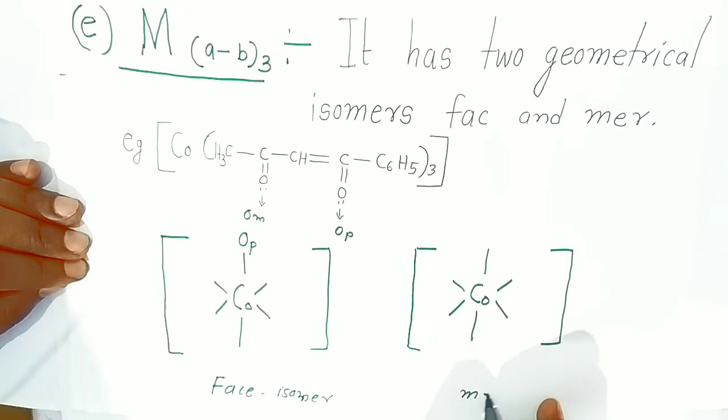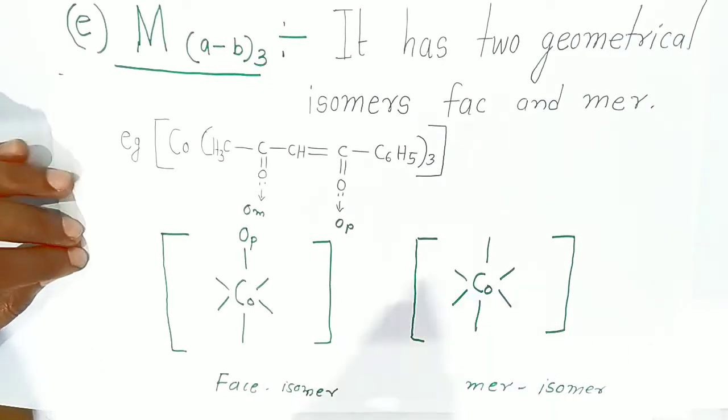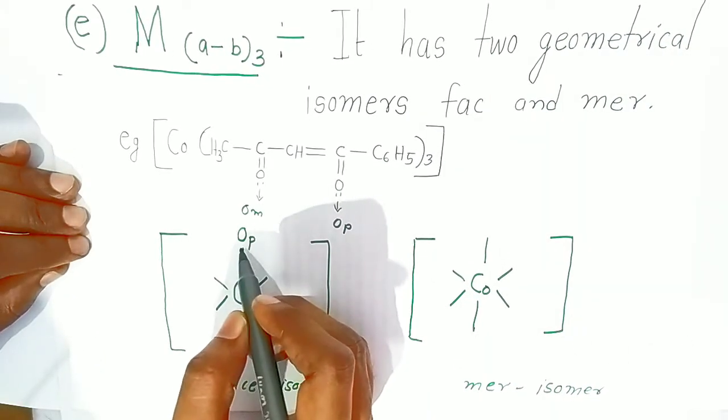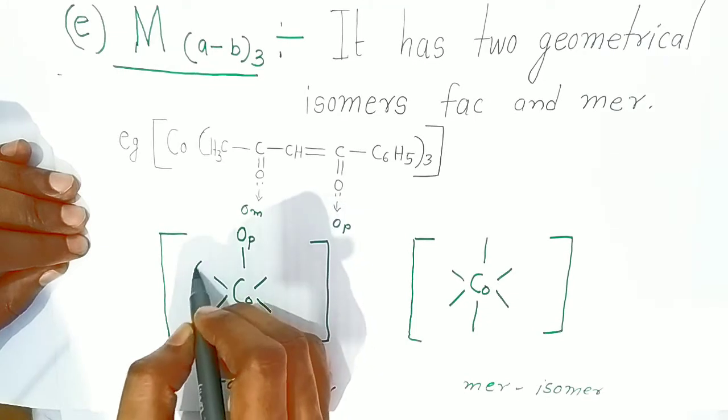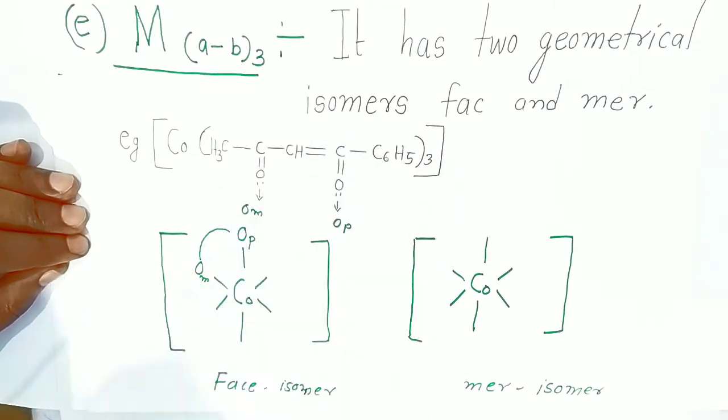And after that we will write what? Mer isomers. Okay students, now oxygen of the phenyl if you are putting here, then second oxygen of the methyl you have to put like this. And this double bonded part we can write like this.